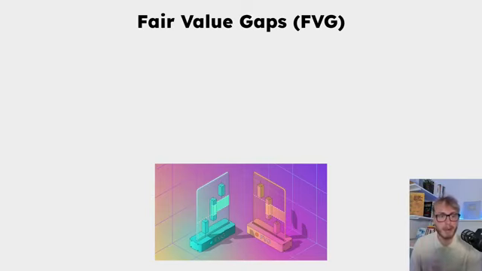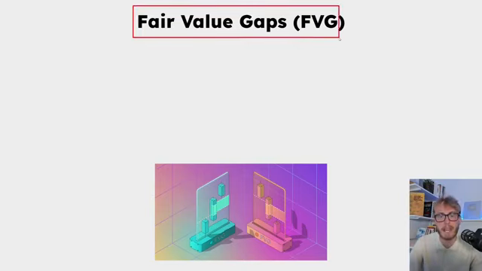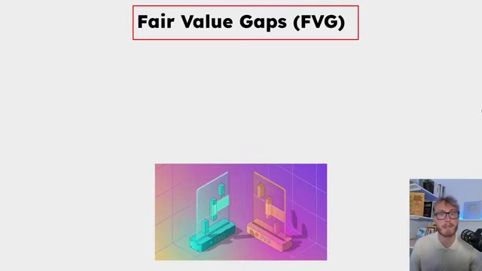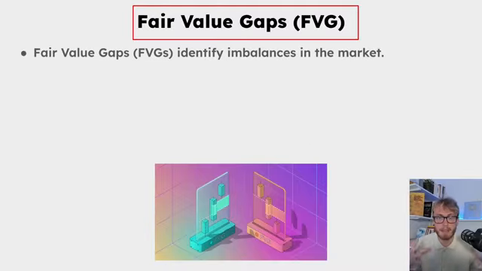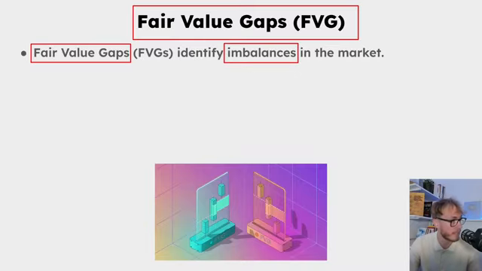Alright guys, so now it's finally time to take a look at fair value gaps, or for short, FVG. And what is a fair value gap? Well, fair value gaps, or FVGs, identify imbalances in the market. So this is pretty similar to supply and demand. Remember, the supply and demand area is an area where we have an imbalance between supply and demand. And in simple terms, this is actually also true for fair value gaps. But how we identify the fair value gap is very different from supply and demand. So make sure to really pay attention.